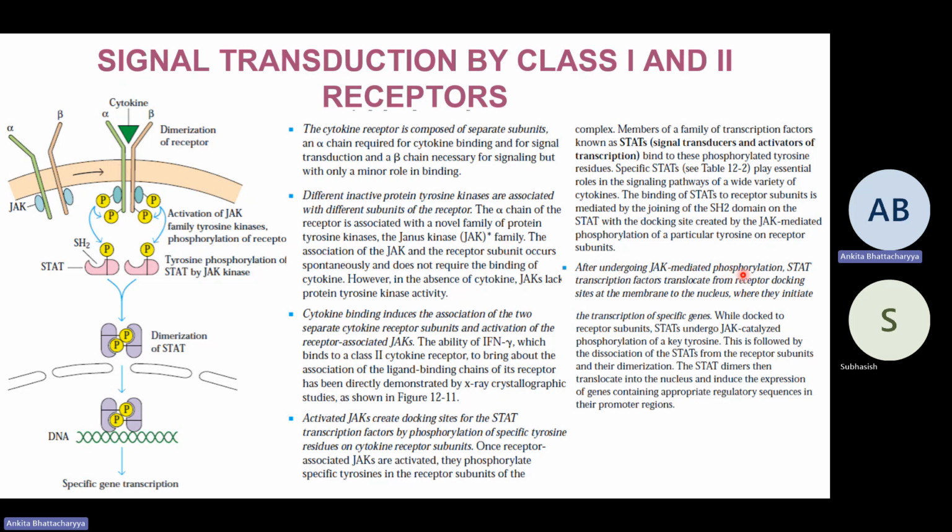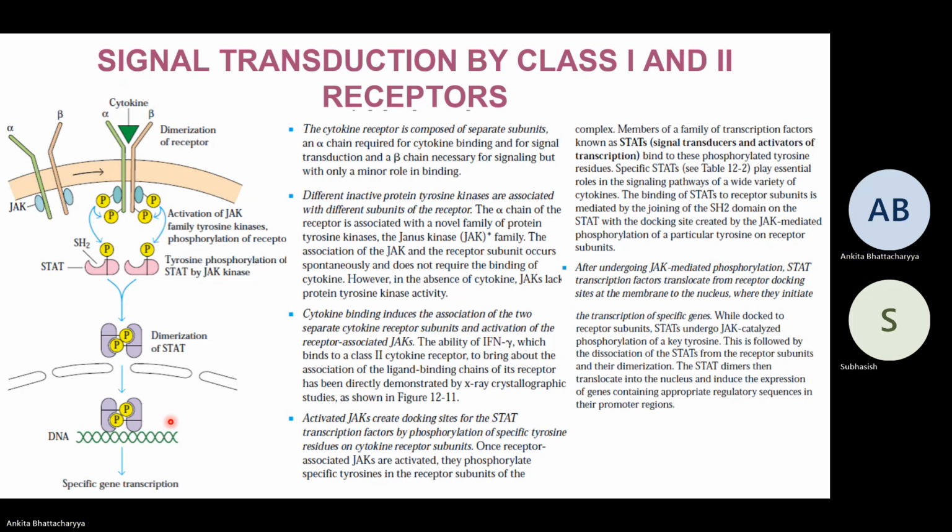Now, after undergoing JAK-mediated phosphorylation, STAT transcription factors are able to translocate, or move, from the receptor docking sites at the membrane to the nucleus, where they will initiate the transcription of some very specific genes. While docked to these receptor subunits, STATs undergo JAK-catalyzed phosphorylation of a key tyrosine. This is followed by the dissociation of the STATs from the receptor subunits and their dimerization. Then these STAT dimers move to the nucleus, induce expression, and do their job. From here onwards, it's well known, and it is true for any transcription factor for that matter.